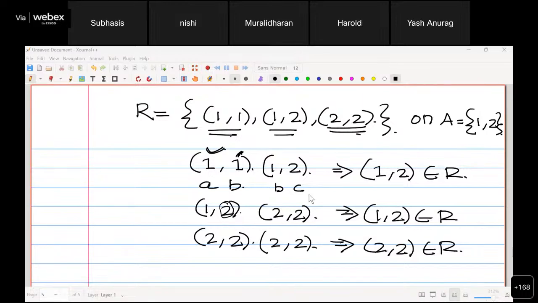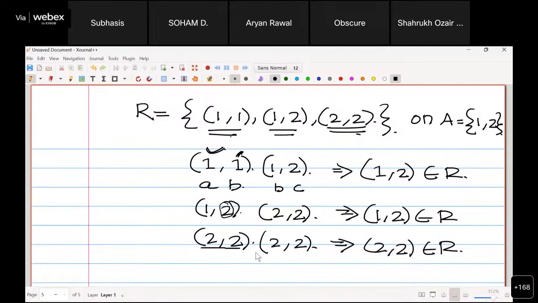Any doubt? Excuse me, sir. Can you give the previous example? Someone was trying to ask something. Let him complete. Sir, this 2 comma 2, the last element there in R, how is it transitive? I'm not understanding that. Like AB, why is it repeated? AB should be there, then BC should be there.